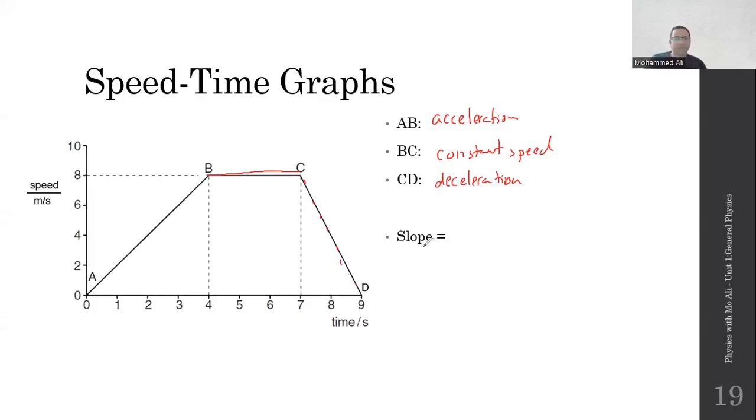Okay. The slope of this line, like how steep the line is, up or down, represents the acceleration of the line. So the steeper the line is, the more you're accelerating. And the less steep the line is, the less you're accelerating. You're still accelerating, but at a lower value.